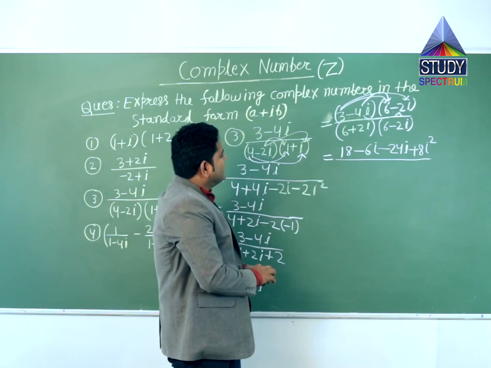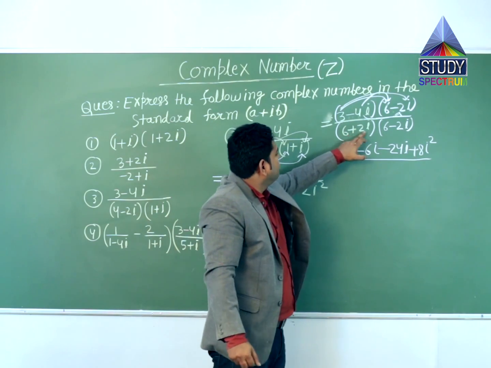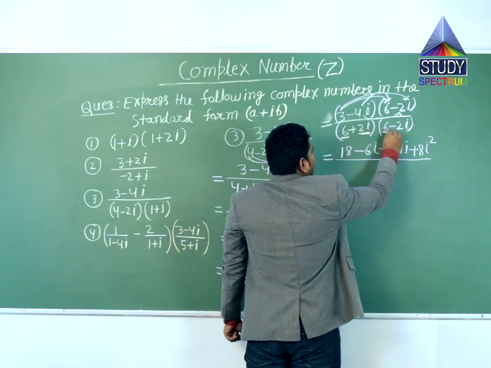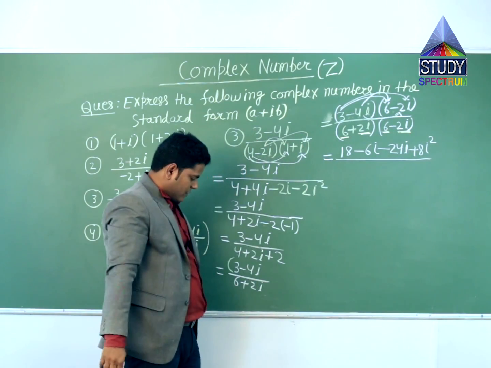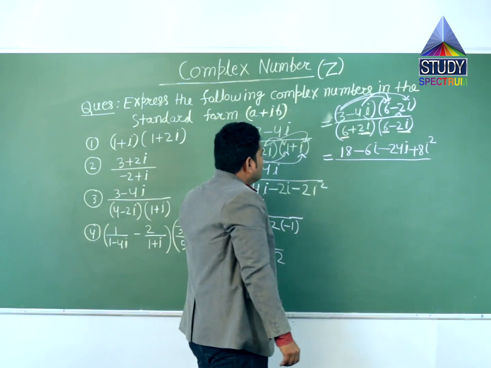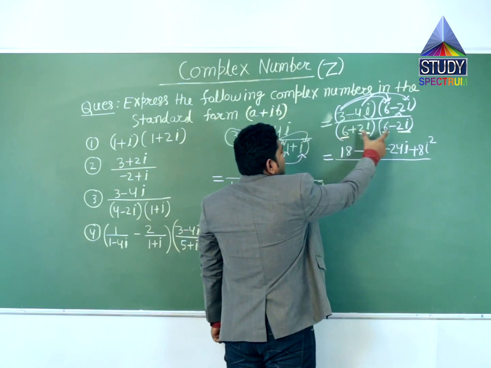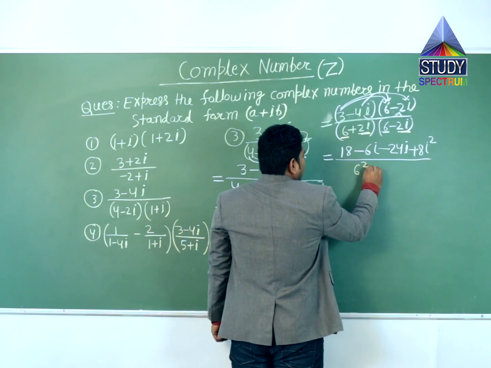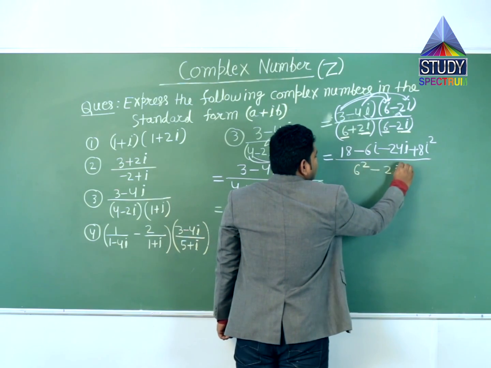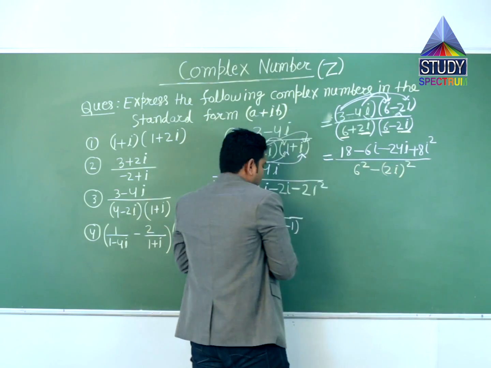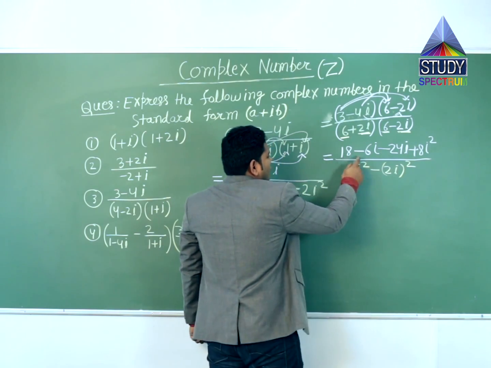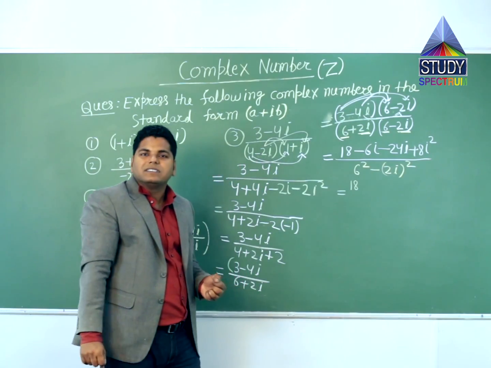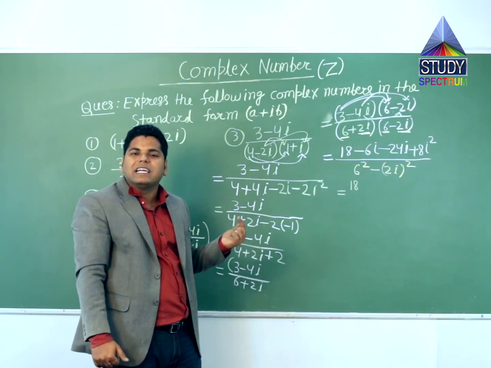If you observe the denominator, it is in the terms of a plus b, a minus b. Okay. So a plus b into a minus b is a square minus b square. So we'll write 6 square minus 2i square. Got it? So 18 minus 6i minus 24i. Both have same sign, so we'll add but put the sign minus.